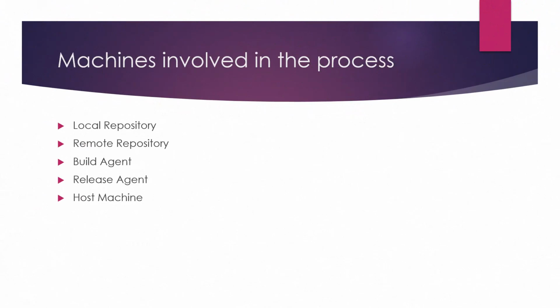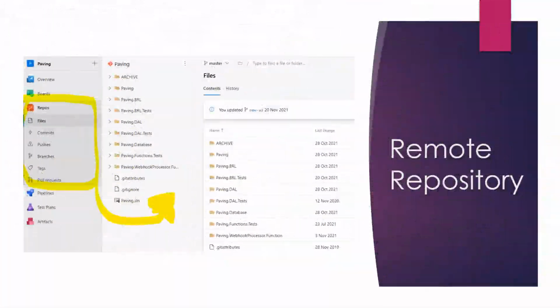So let's start with which machines are involved. You've got local repository, remote repository, build agent, release agent, and a host machine. It's 5 virtual machines involved. Firstly, the remote repository. I will ignore the local one because we've already shown that before.